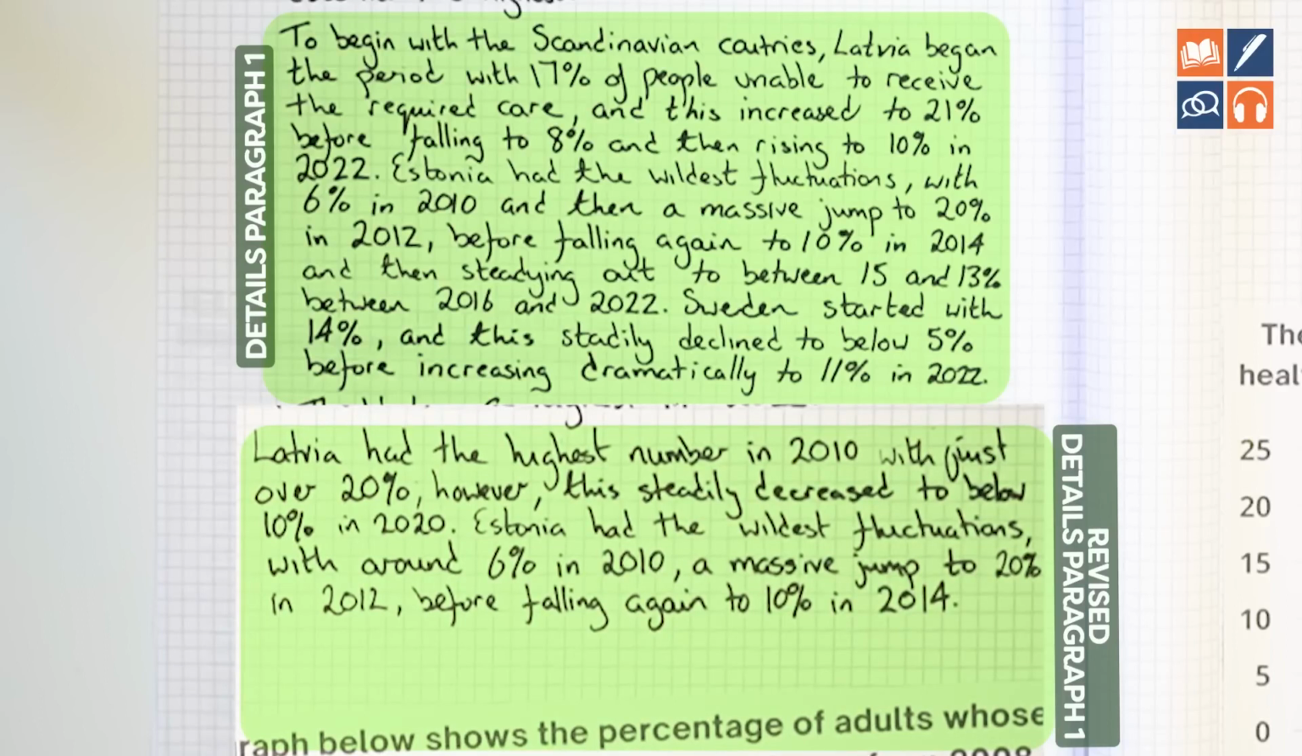So we're going to finish with Estonia, continue on with the detail for Sweden. So what we can do with Sweden here is kind of divide it into chunks. This will help you describe not every single point, but the most significant points within the data.